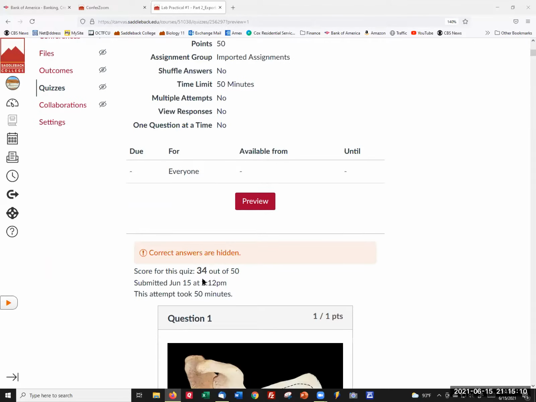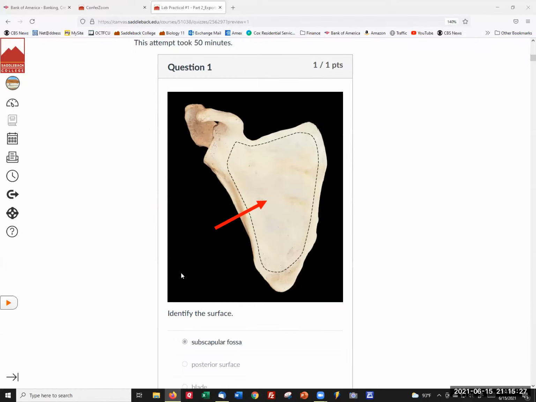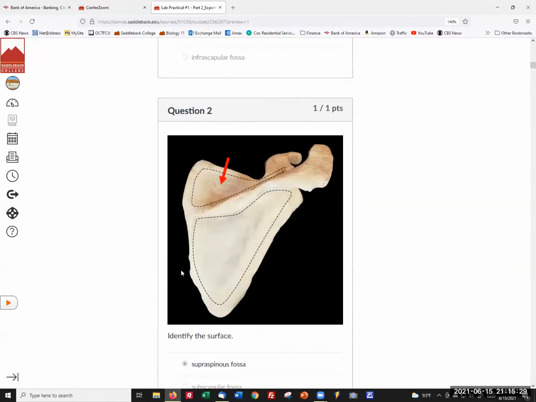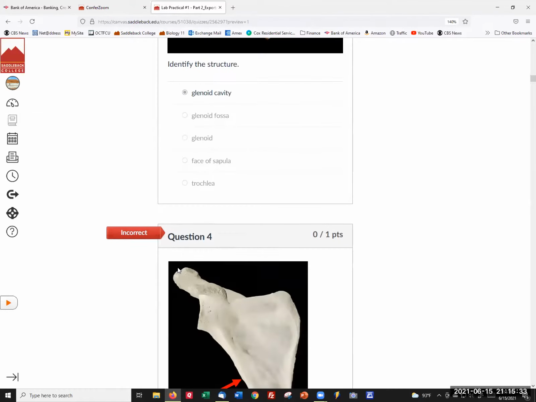Oh my God, we only got 34 correct. That's not possible. Now I'm really nervous. No, I'm going to show you, you don't have to be. Okay, I'm just going down through here. I want to see what was marked wrong.